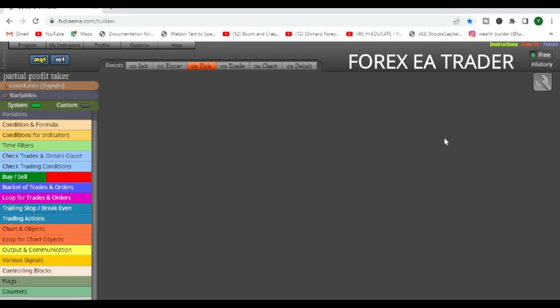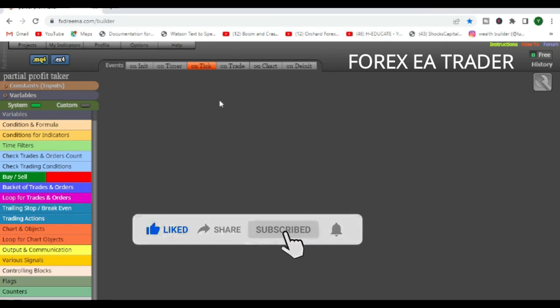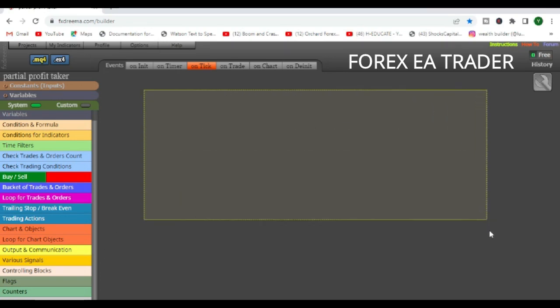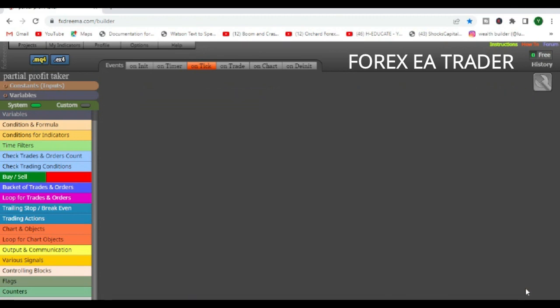Okay, so we are now in Fxdreema. If you are new to Fxdreema, there might be an example robot here. You can just highlight everything, right click and delete. Then we start together on a clean sheet. This is just a previous robot that we did.